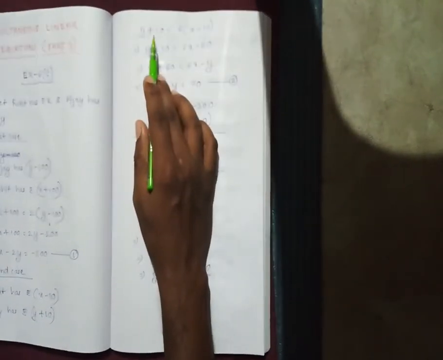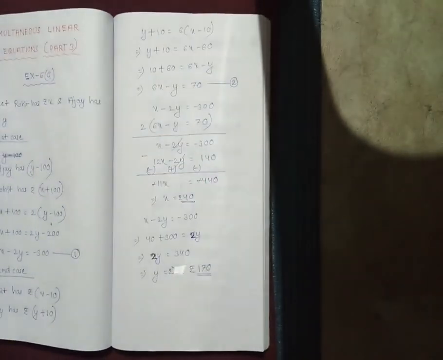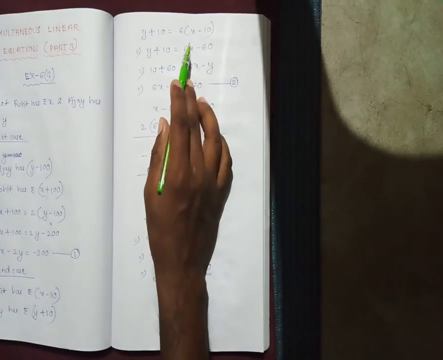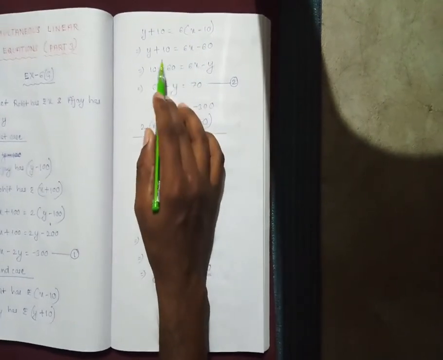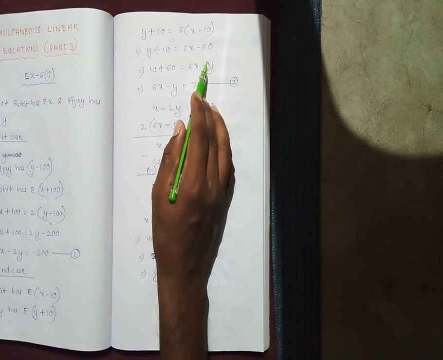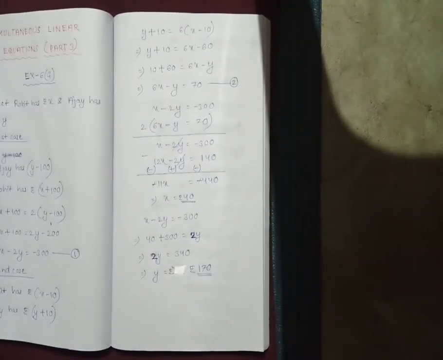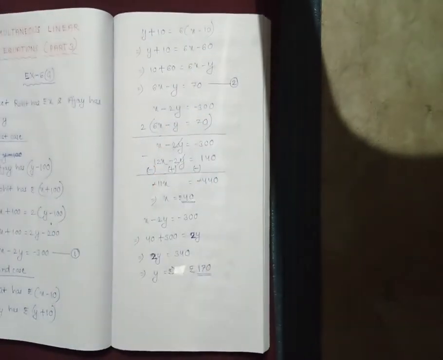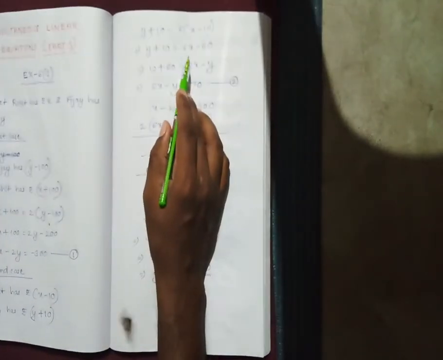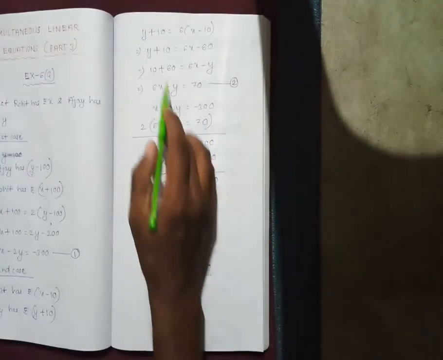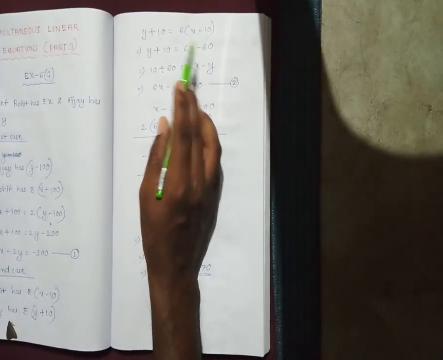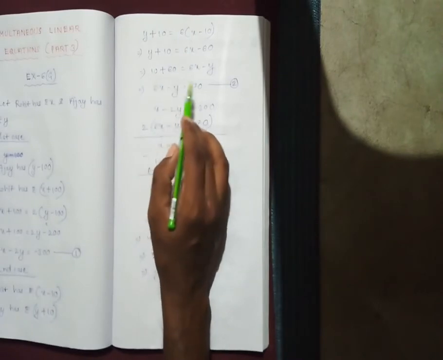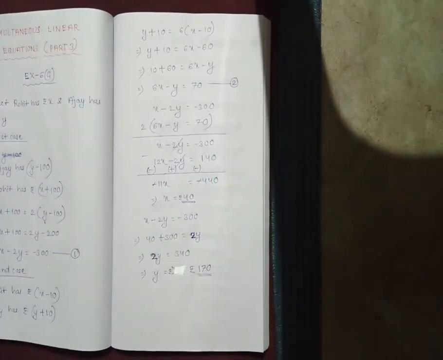So as you can see, y plus 10 is equal to 6 whole x minus 10. Open the bracket, we get y plus 10 is equal to 6x minus 60. In the first equation we had kept x on the first position. So here also you have to keep x on the first position, and the coefficient of x is positive, so don't bring it to the left, rather take y to the right and minus 60 to the left. So we get 10 plus 60 is equal to 6x minus y, or 6x minus y is equal to 70. Let it be equation 2.